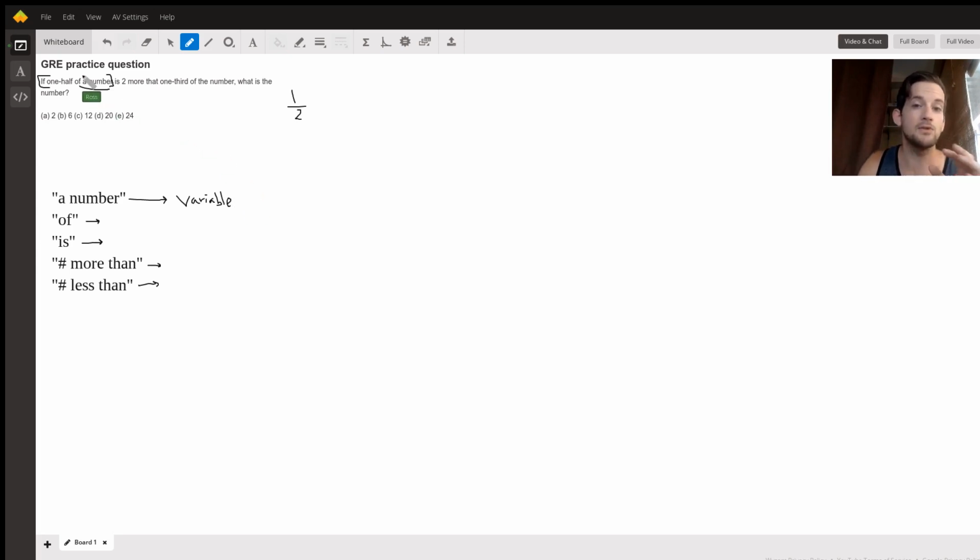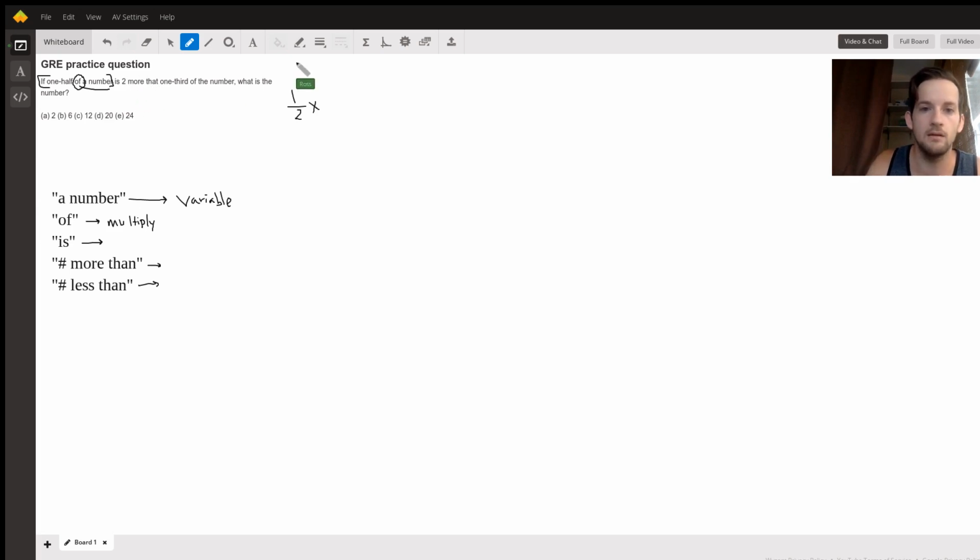And even if it doesn't seem super important, the word of is a big deal. Anytime, or usually, when you see the word of in problems like this, that means to multiply. And in this case, it says 1/2 of a number, so that means 1/2 times X, or just 1/2 X. So just in that first little phrase, we get something really important. We have 1/2 X.